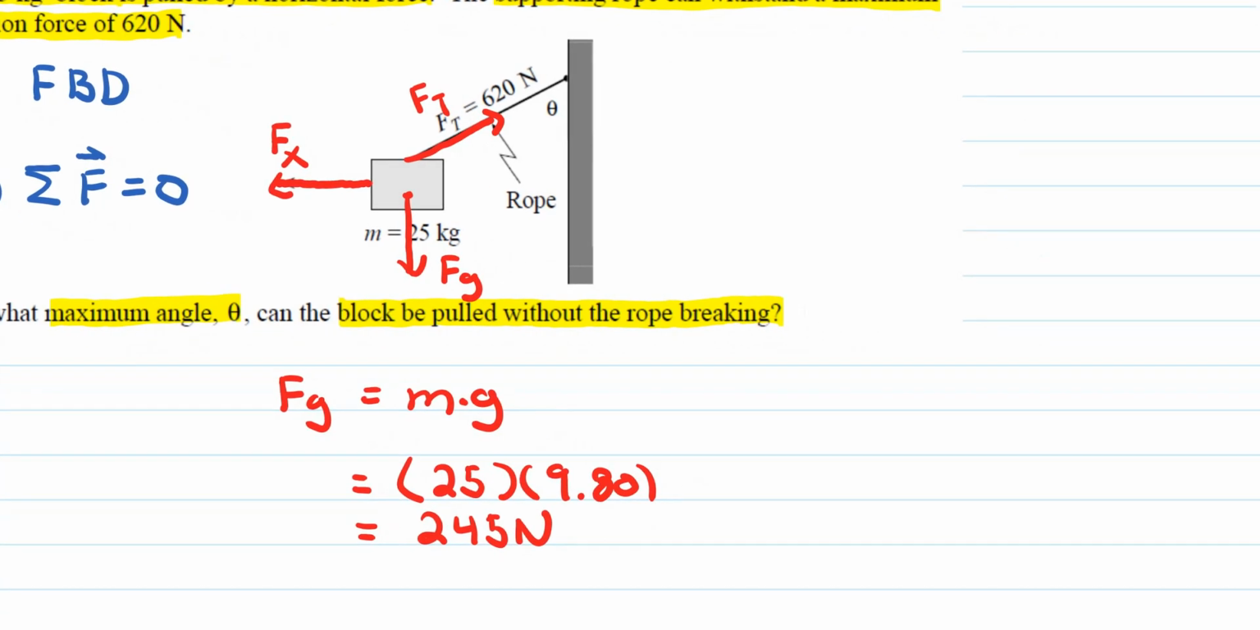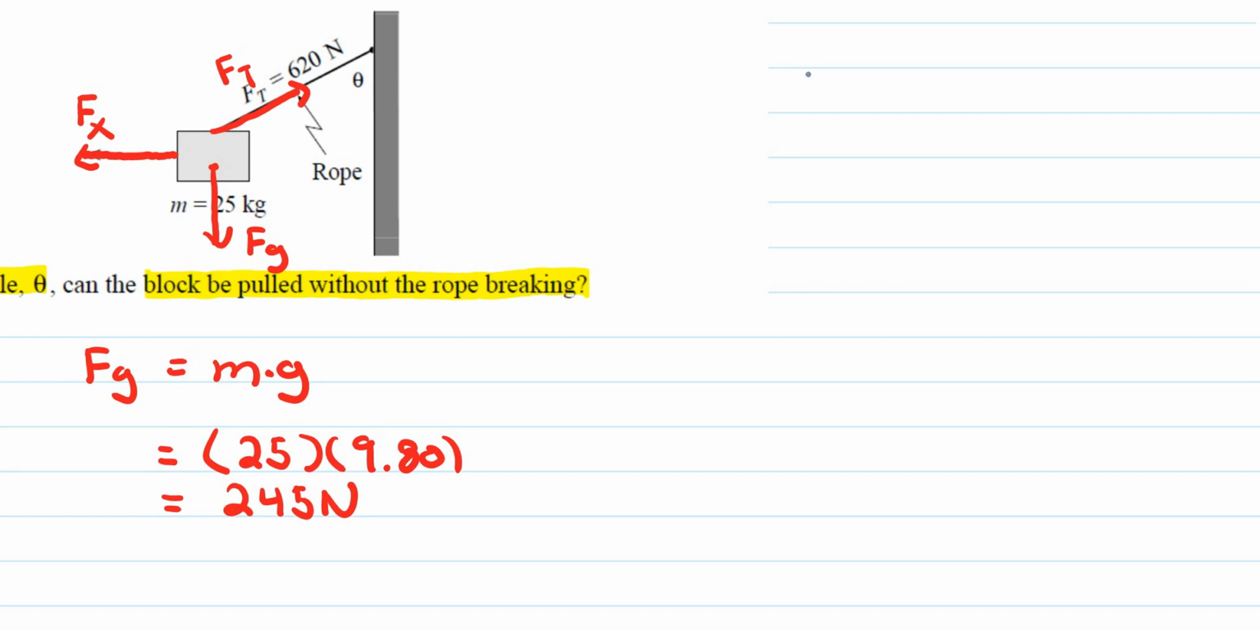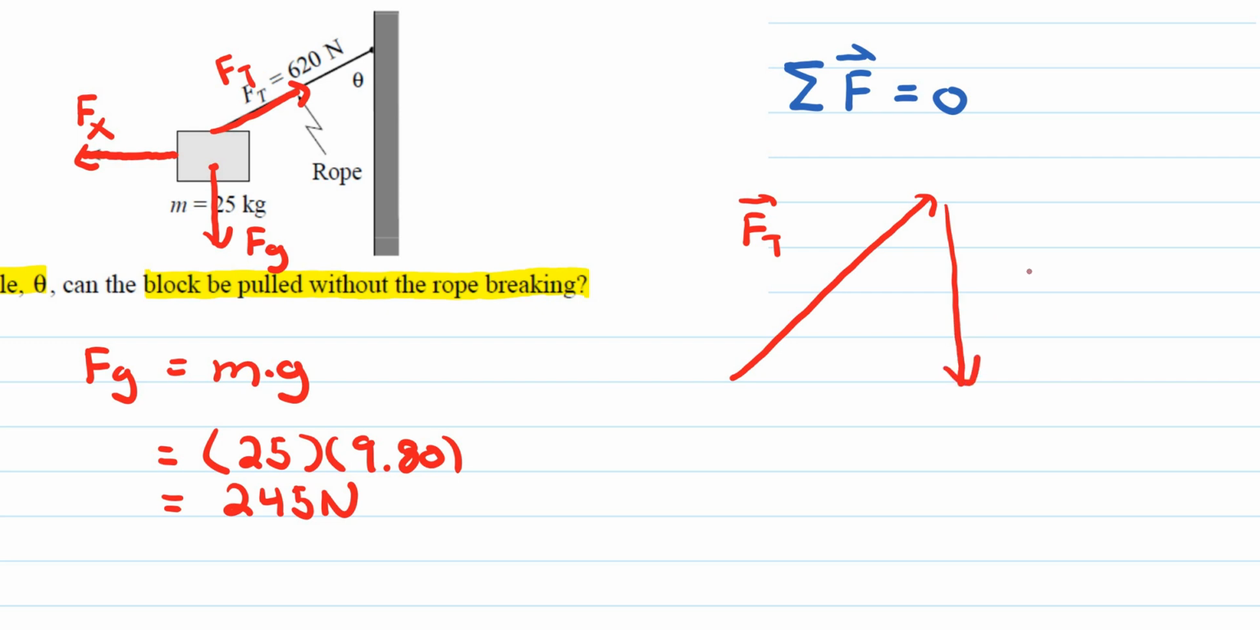And then from the free body diagram, let's go into the translational equilibrium definition here, which means the sum of the forces is equal to 0. So if I add the vectors from head to tail, here is my force tension acting in that direction. Here's my force of gravity acting in the downwards direction.